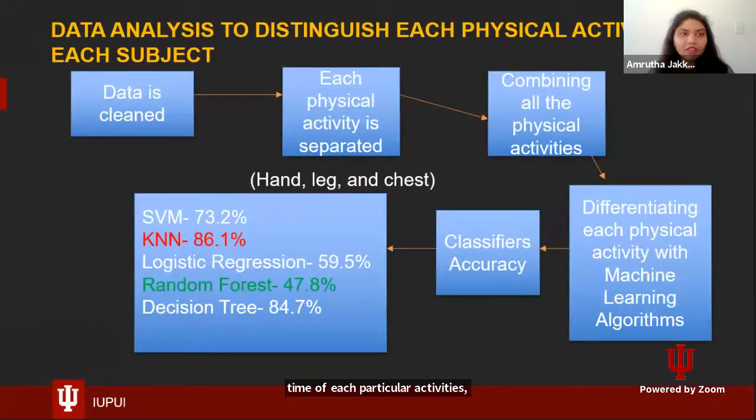Results. Data analysis to distinguish each physical activity in each subject. First of all, the data is cleaned and separated based on each physical activity, and then all the physical activities are combined together. Machine learning algorithms help in differentiating each physical activity in each patient, with more accuracy in KNN, which is 86%, and for random forest it is 47.8%, which is less accurate in distinguishing each physical activity in each patient.